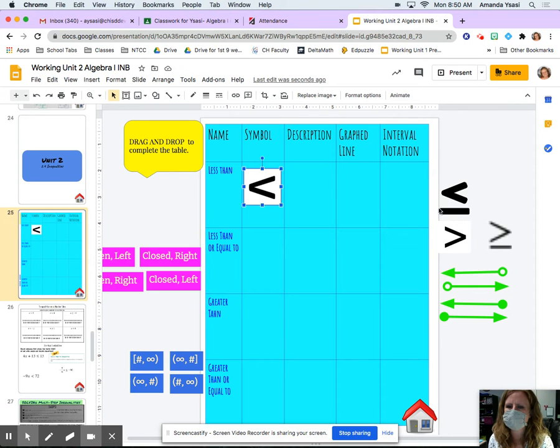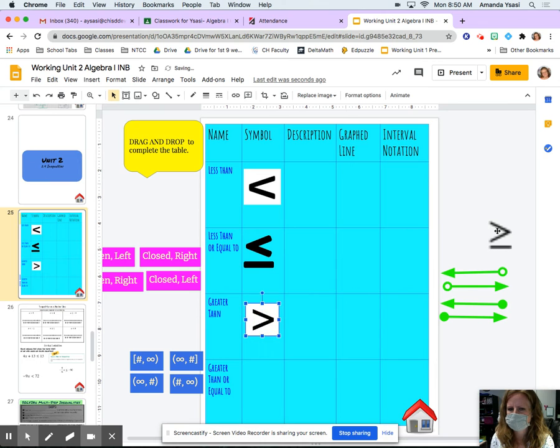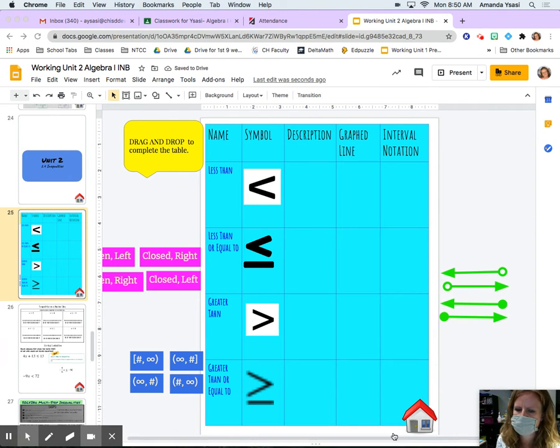Less than or equal to has a line underneath. Greater than, and greater than or equal to. Make sure you have yours over there completed. Description.